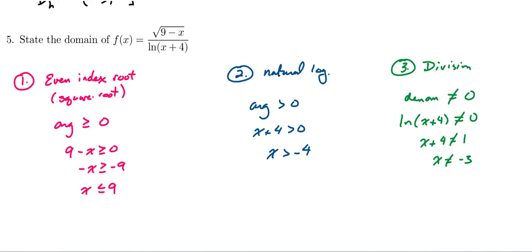So if we were to put together all of these ideas to give the domain of this function, here we say x must be to the right of negative 4. Here we say x needs to be to the left of, or in the same spot as, 9 is on the number line. And here we say x cannot be negative 3. So putting all of those ideas together, we get that the domain of this function goes from minus 4 to minus 3, unioned with minus 3 to 9.